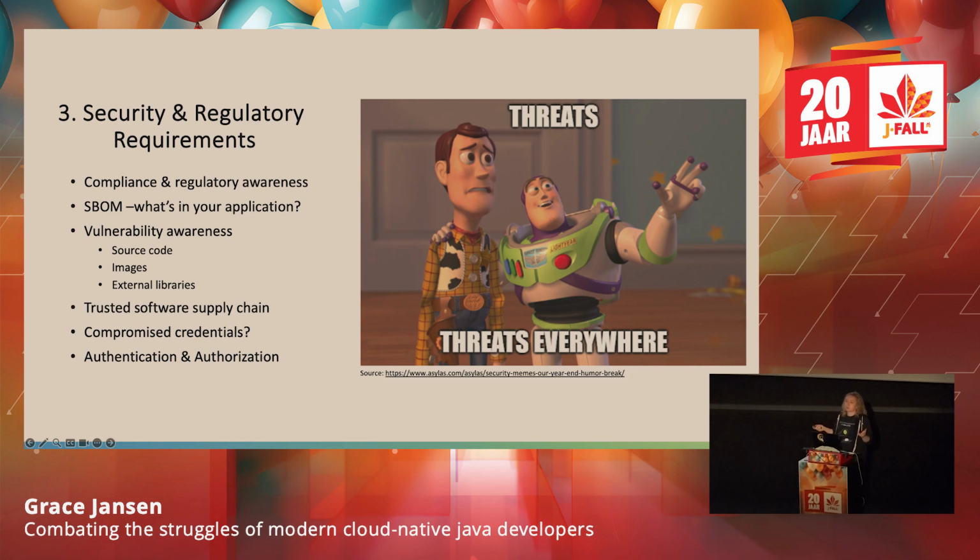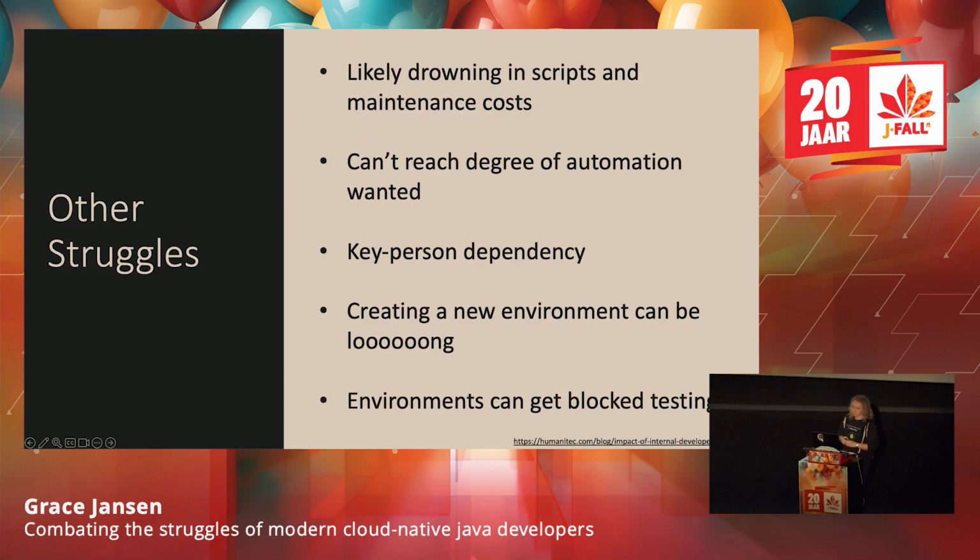Maybe there might be compromised credentials in our code. Now we have to worry about that and ensure that we don't have anything within our code that could potentially create a security risk. And there's also the issue of authentication and authorization. So trying to enable not an everyone-can-access-everything approach, ensuring that we have the right access for the right people to the various aspects of our application to ensure that we're as secure as possible.